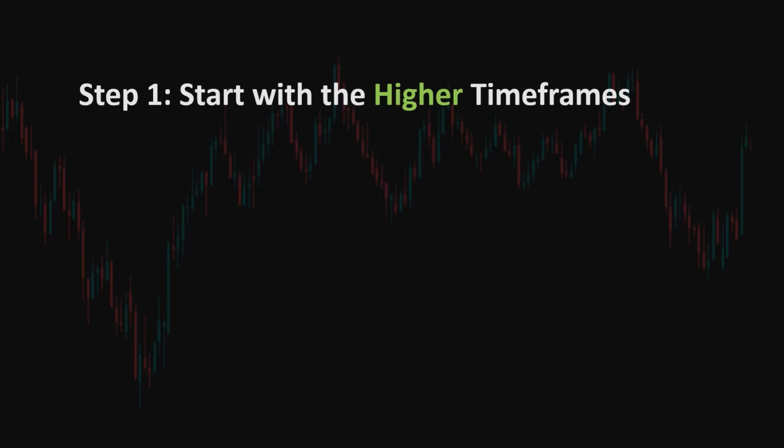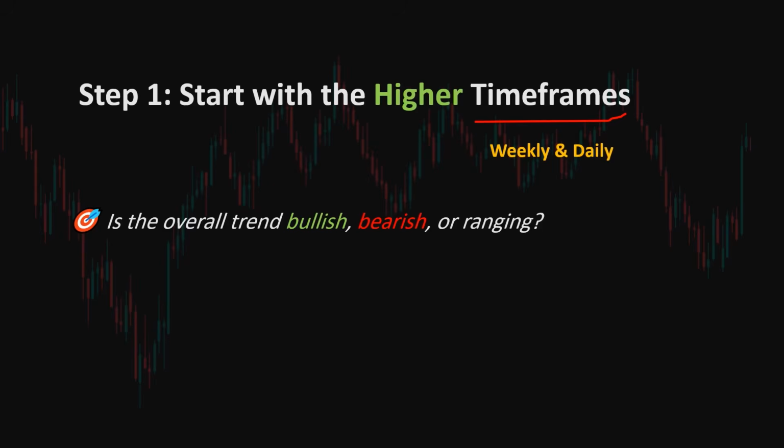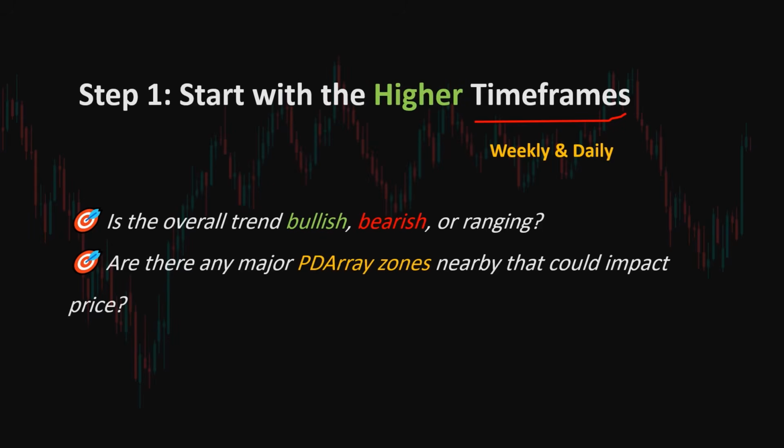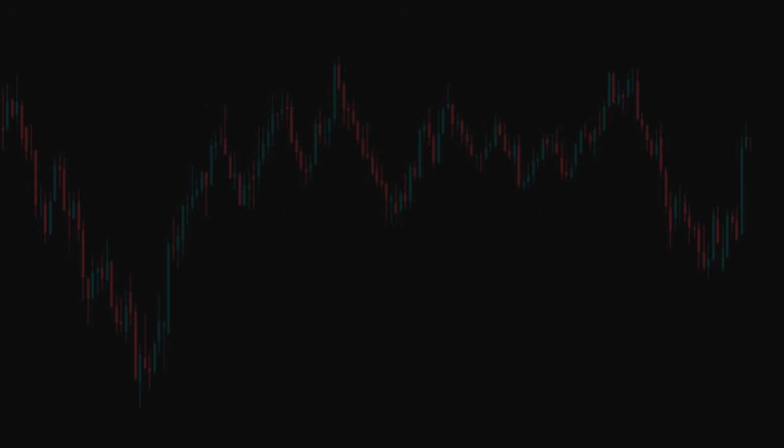Step 1. Start with the higher timeframes. We always begin by looking at the bigger picture, usually the daily or even the weekly chart, depending on your trading style. At this level, we're asking two main questions. Is the overall trend bullish, bearish, or ranging? Are there any major PD array zones nearby that could impact price? This gives us our directional bias, the foundation for everything we're about to do next.